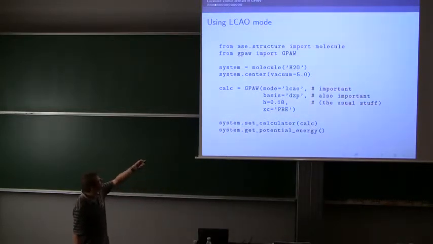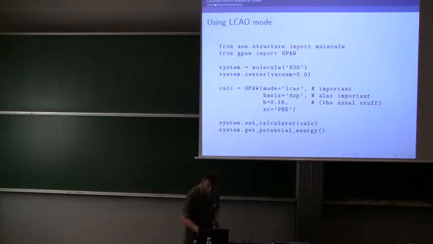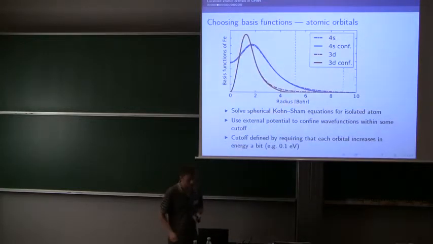You have to do some imports like everybody knows. And then we set up a system, and then all you have to say is that you want LCAO mode, and unless you really want to do something special, just choose double zeta polarized. Otherwise, it will work quite like a normal calculation.